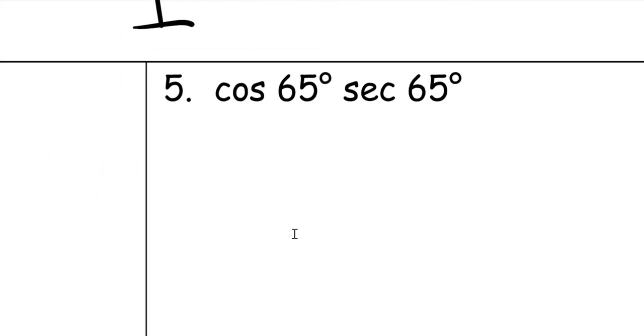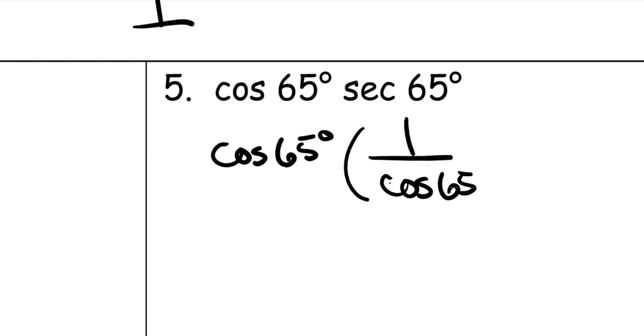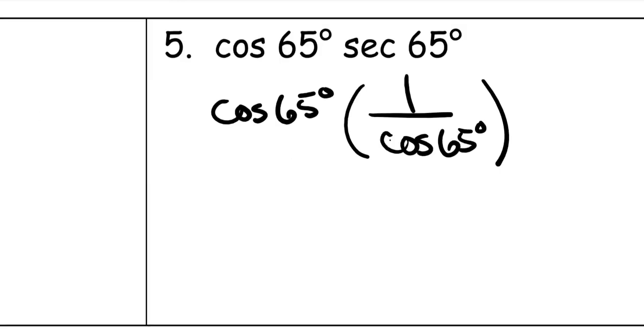And let's slide over this one, cosine of 65 and secant of 65. There are two ways you can do this depending on which one you want to recognize as the reciprocal. I'm going to go with secant being the reciprocal. So cosine will stay the same, and secant is going to become 1 over cosine 65 degrees. Now, notice we've got cosine of 65 and 1 over cosine of 65. When we find that product, it's just 1.